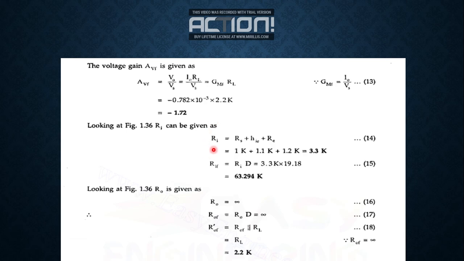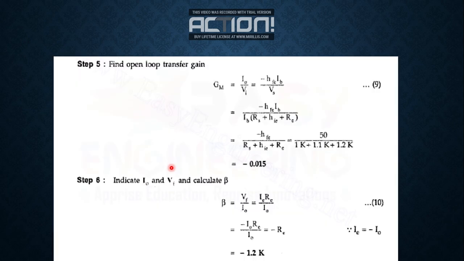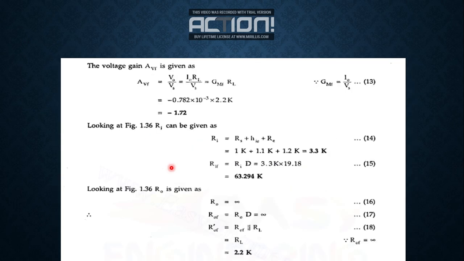Next, for input resistance, we have to add all the 3 resistances in that circuit, because this is the input region. So these are the input resistors. They are in series connection, so we have to just simply add them. These values are already given, so we can easily find out Ri. With the feedback, we have to simply multiply it with the desensitivity factor, so we can get the value of RIF.